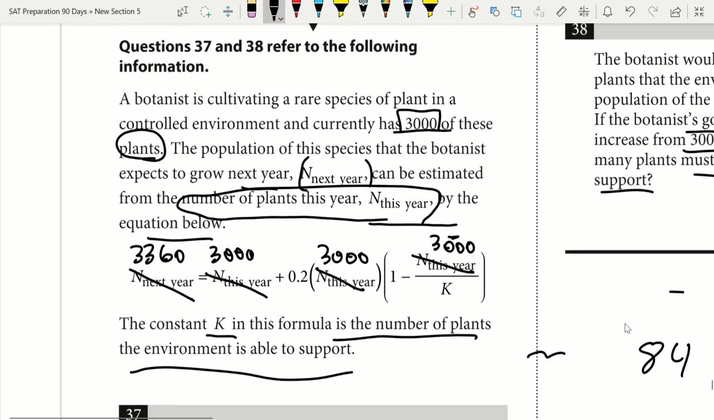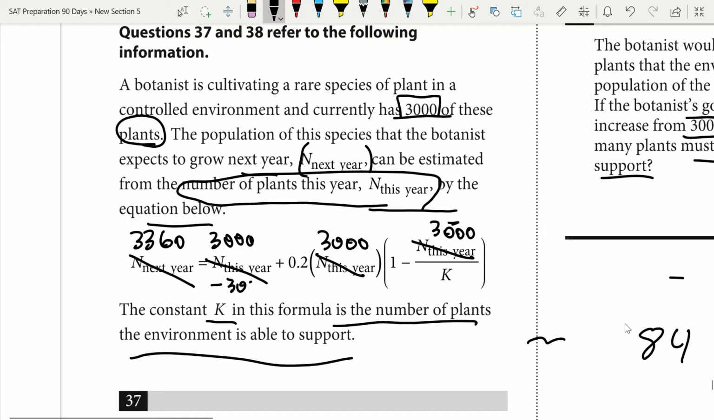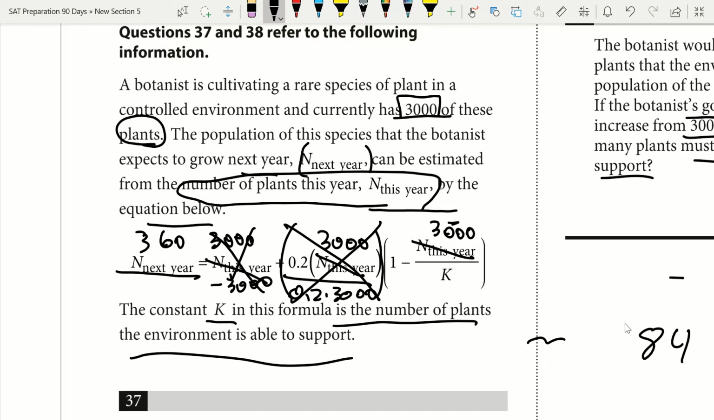We're going to start by subtracting 3,000 from each side. We know 3,360 minus 3,000 is just going to give us 360. So now we got 360 is equal to 0.2 times 3,000, and then times that 1 minus 3,000 over K. So what I'm going to do now is divide by that 0.2 times 3,000. I got to do it over here as well. Divide by 0.2 times 3,000.